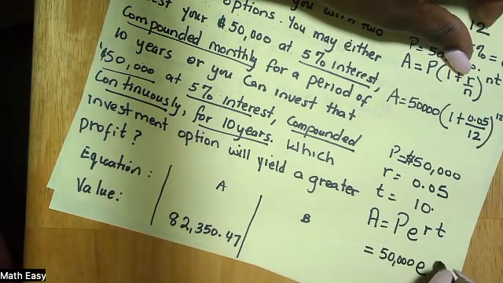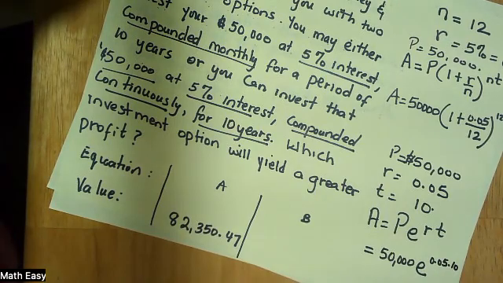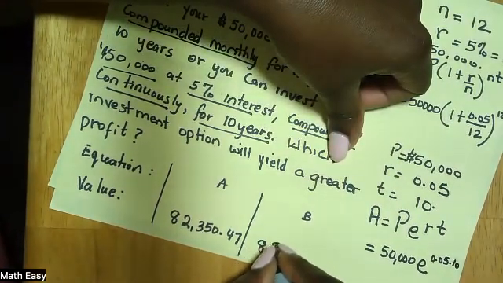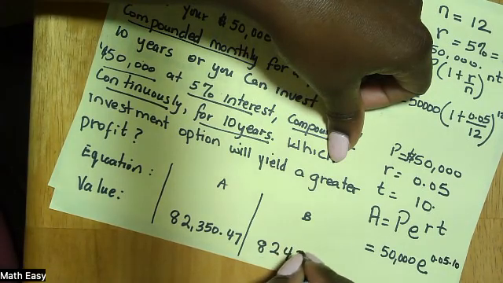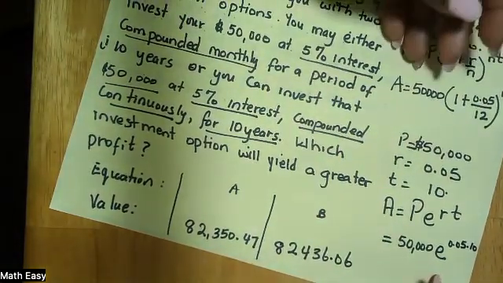A = 50,000 e^(0.05 times t). When we put this into a graphing calculator, we are going to be given $82,436.06. Now, if you had to decide, which will you choose?